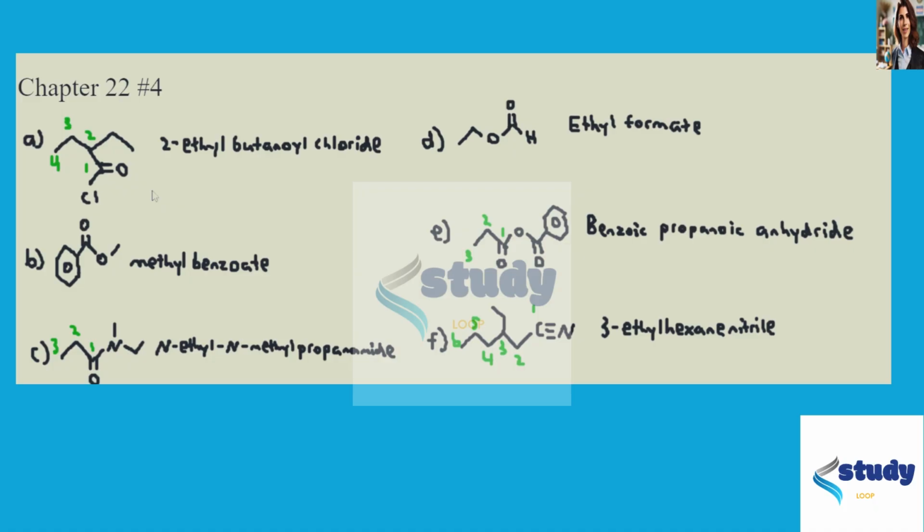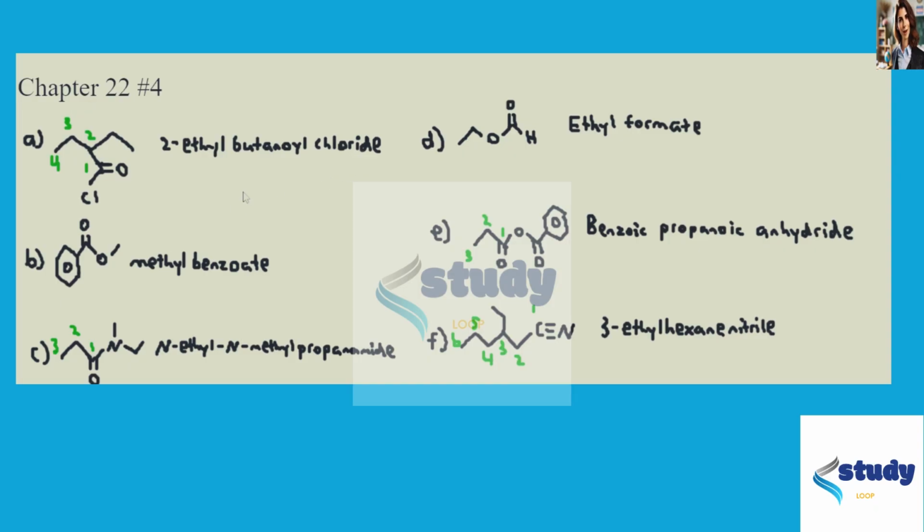A is an acyl chloride, so the name is going to end in chloride. And we're going to name it by its longest chain, which I've numbered here with the carbonyl carbon as carbon 1. The longest chain that you can make from that is 4, so butanoyl chloride. At the 2 carbon, there's also an ethyl group branching off. So when you put that all together, we call it 2-ethyl butanoyl chloride.